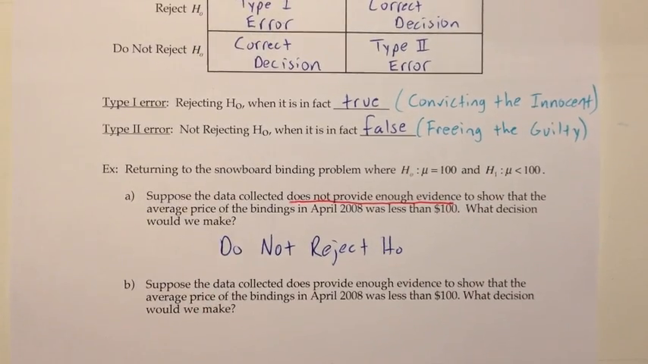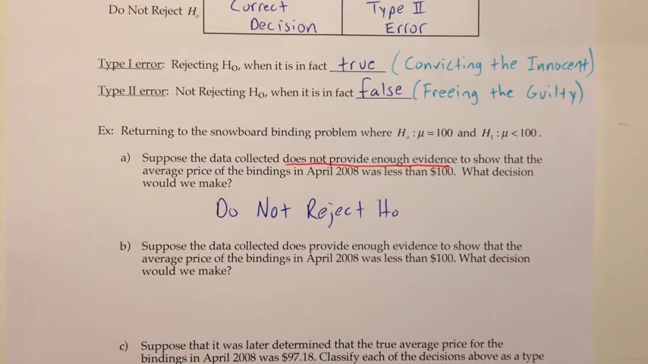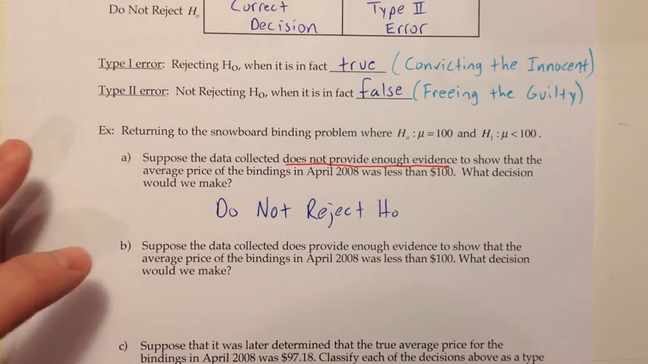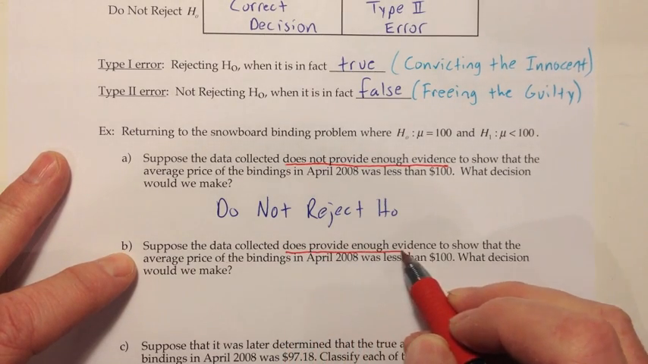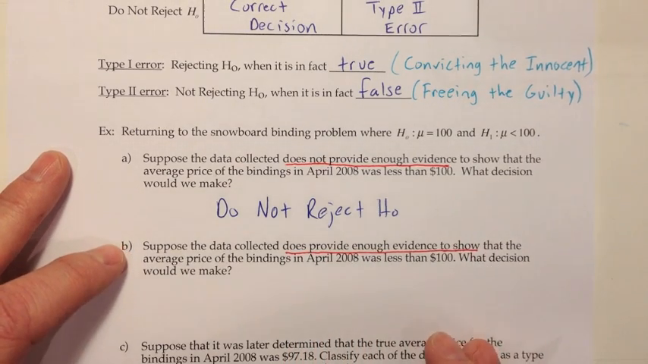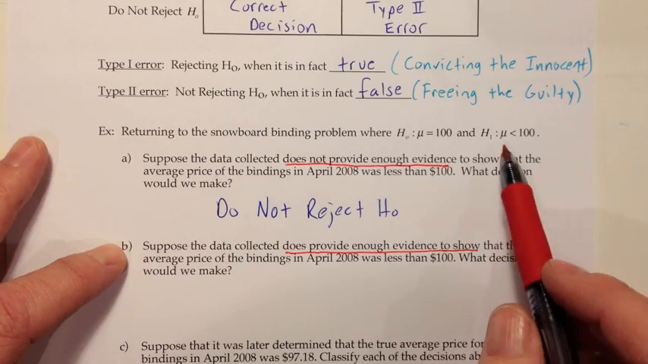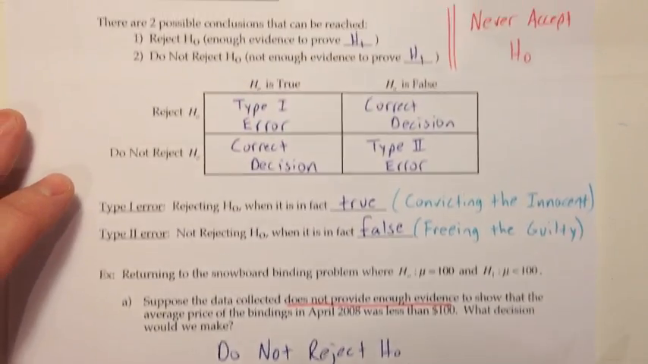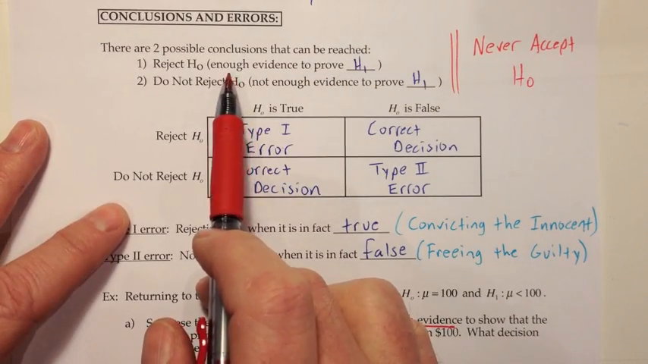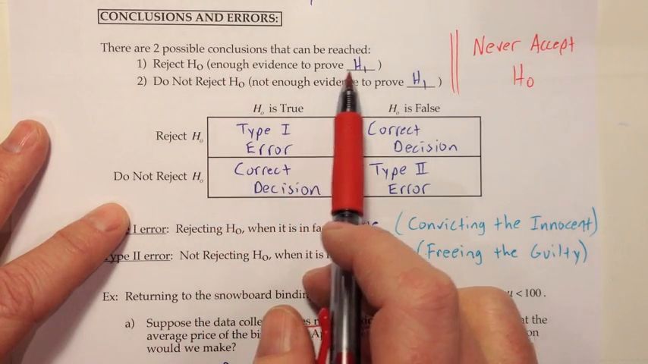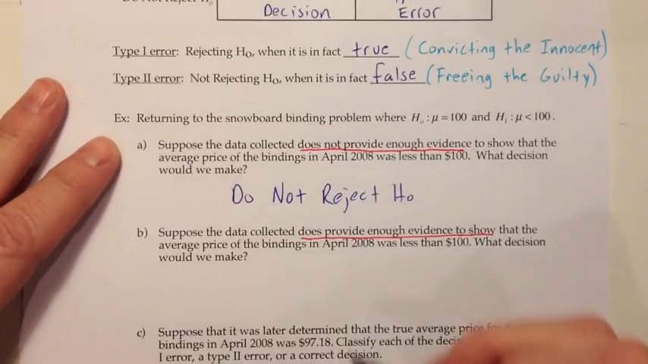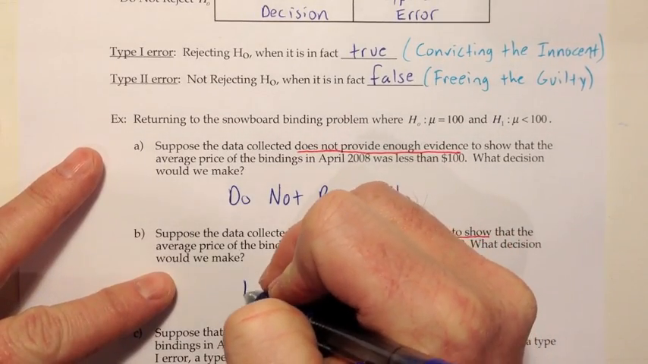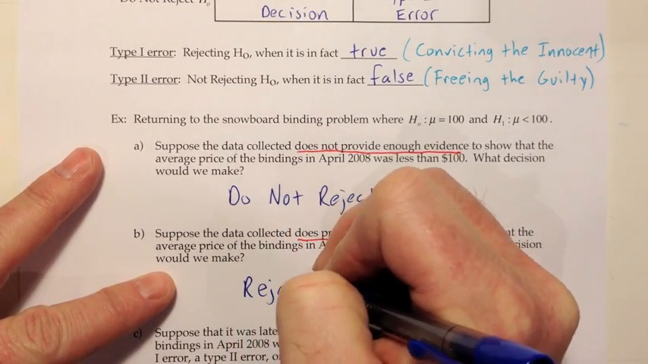Now when we move on to part B, it says suppose that it came out a different way. Suppose the data that we collected does provide enough evidence to show the average price of the bindings in April was less than 100. So this time the data does provide enough evidence to show. And to show what? To show H1, that the mean is less than 100. And again, if we come back up here and we read that it says when you have enough evidence to prove or show H1, that would be the time where you would go ahead and reject H0. So in this case, when there is enough evidence, our conclusion would be reject H0.